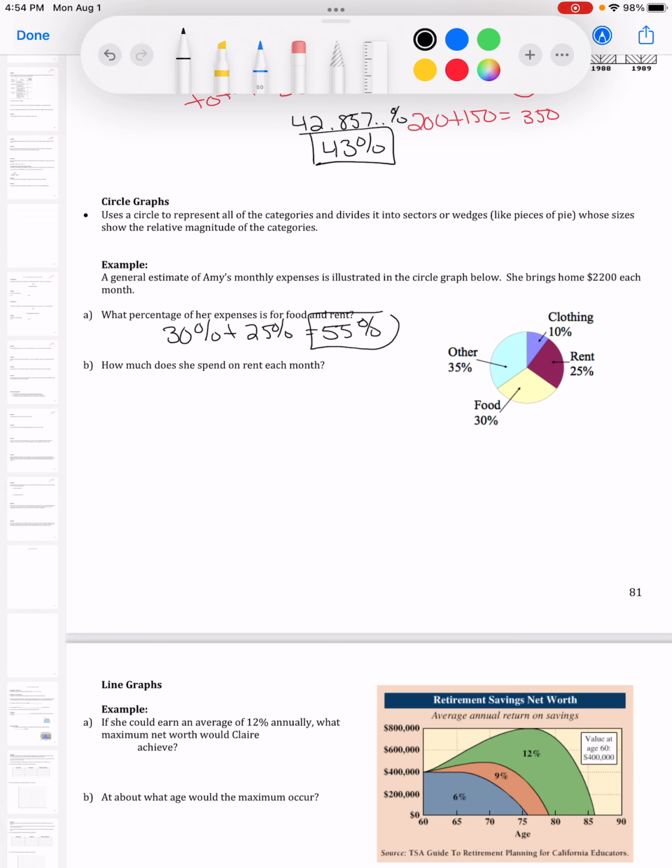How much did she spend on rent each month? In my original directions, I'm told the total, and rent was 25%. So I'm just going to change that to a decimal and type that in my calculator. Get my answer. So just making sure we can read data off of a graph or a data display that's given to us.